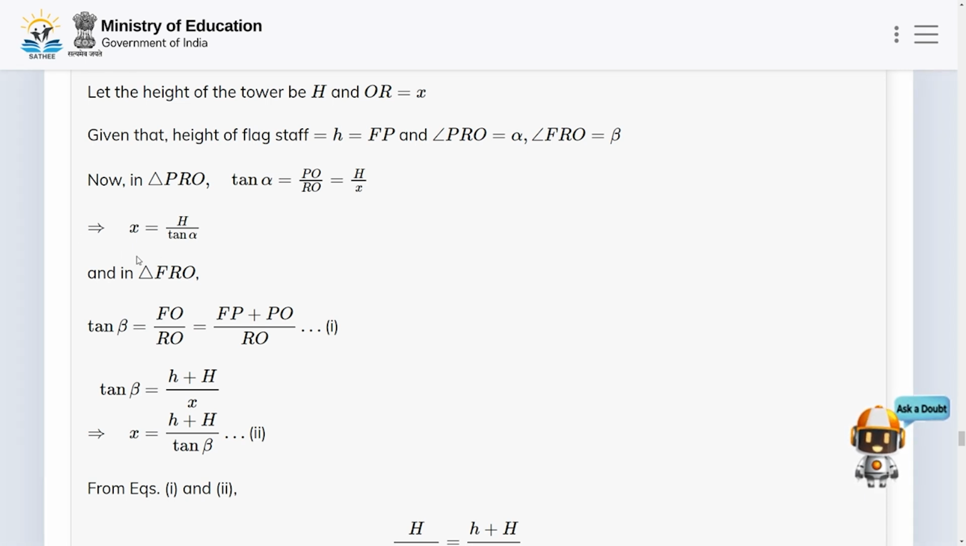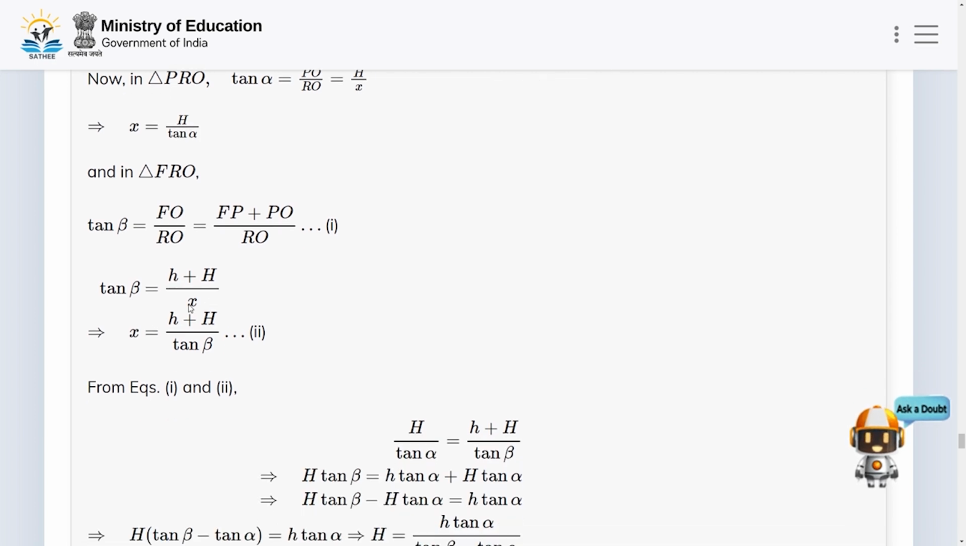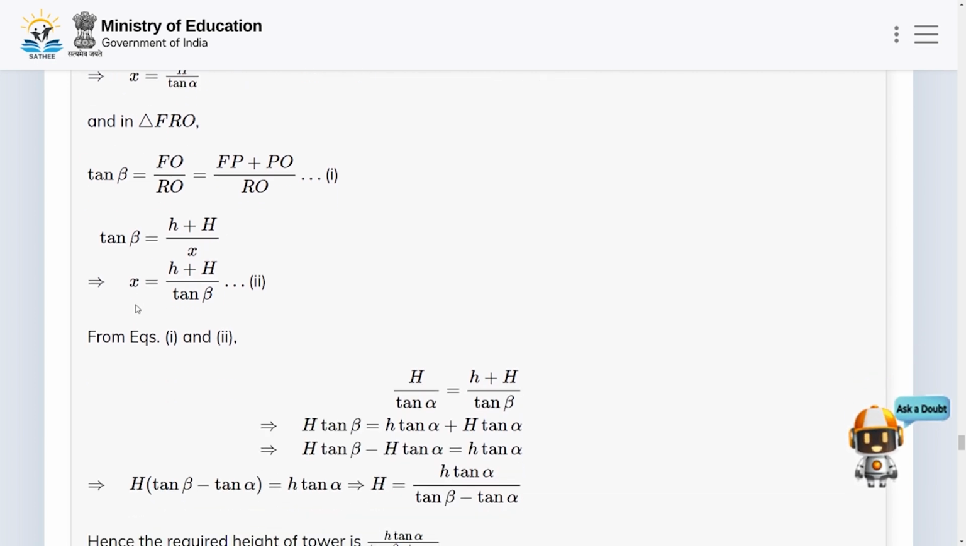And in triangle FRO, here tan beta is equal to FO by RO, and this is equal to FP plus PO divided by RO. Okay, and here tan beta is equal to h plus capital H by x, and it implies x is equal to h plus capital H by tan beta.